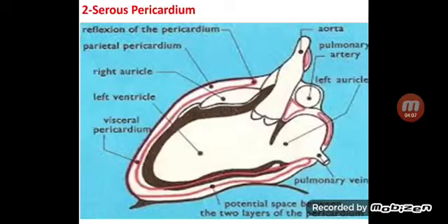These parietal and visceral layers are separated from each other, as I mentioned, but they become continuous with each other around the roots of great vessels. So the outer parietal layer becomes continuous with the inner visceral layer only around the roots of the great vessels. As we mentioned, the visceral and parietal layers in the lung also become continuous with each other around the root of the lung. Here it is roughly the same: they become continuous with each other around the root of the great vessels.